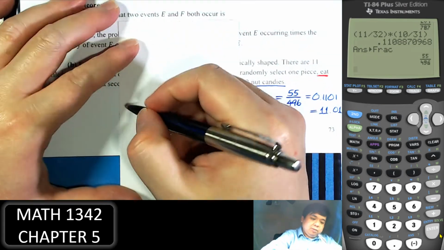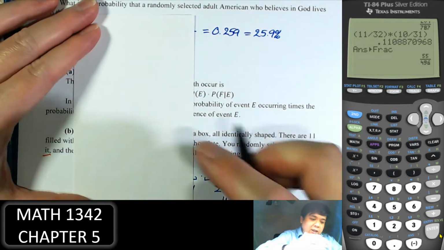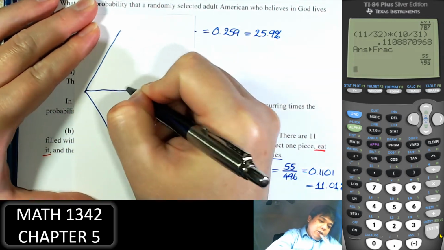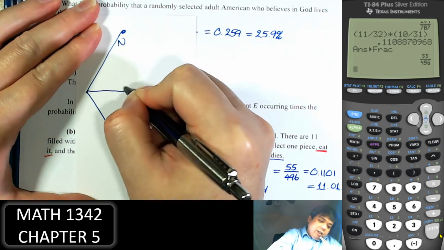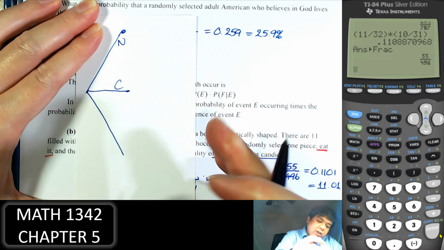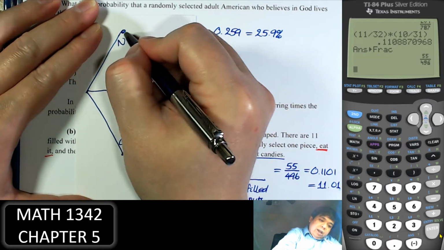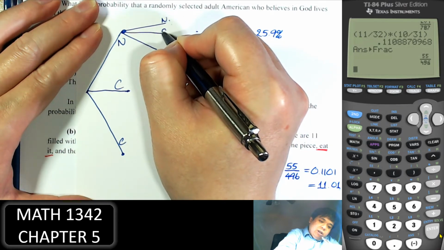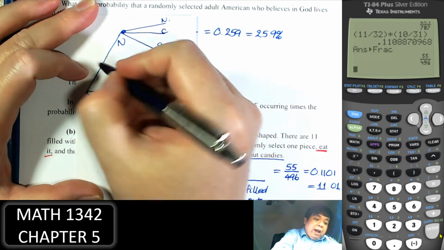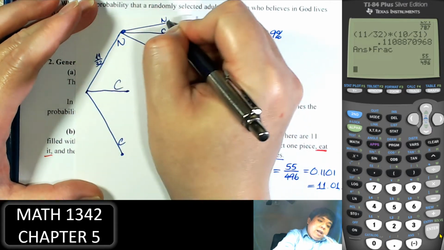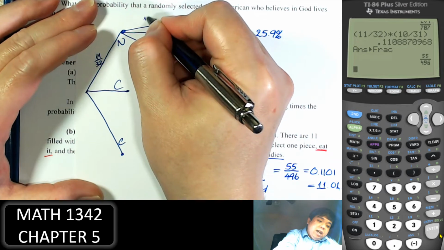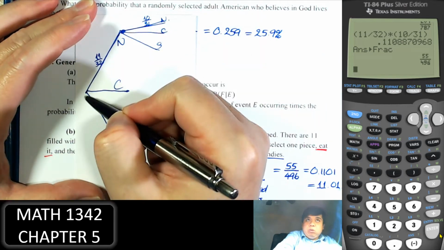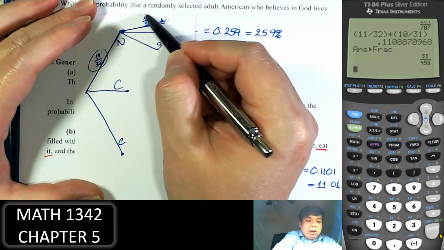Like so, fruit nut, caramel, and solid. And then the second one, the three scenarios, nut, caramel, and solid chocolate. And originally there's 11 out of 32, and then if we eat the first one, nut, there's 10 left, and then 31. So if we want the nut and nut, we go this path, and we multiply all the probability in that path, this number and that number.